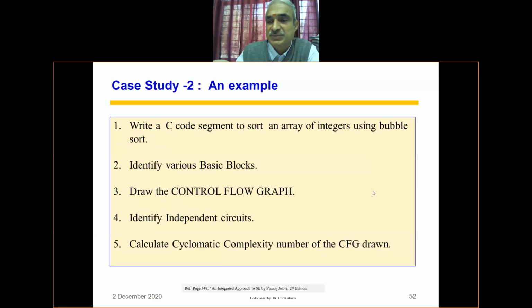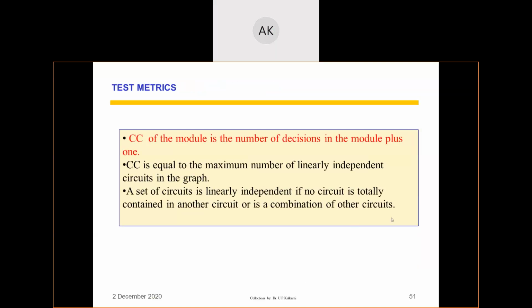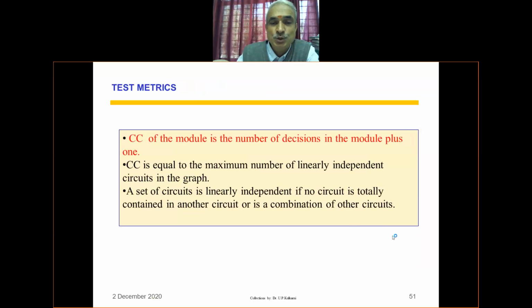And a question something like this sometimes may appear. Ashish, you can take a screenshot of this and put it in our in-class question bank. Write a C code segment to do something. Identify various basic blocks. Draw the control flow graph. Identify independent circuits. Calculate the cyclomatic complexity number of the CFG drawn. Ashish, have you taken a screenshot? Put it immediately, today only, so that other people can refer.